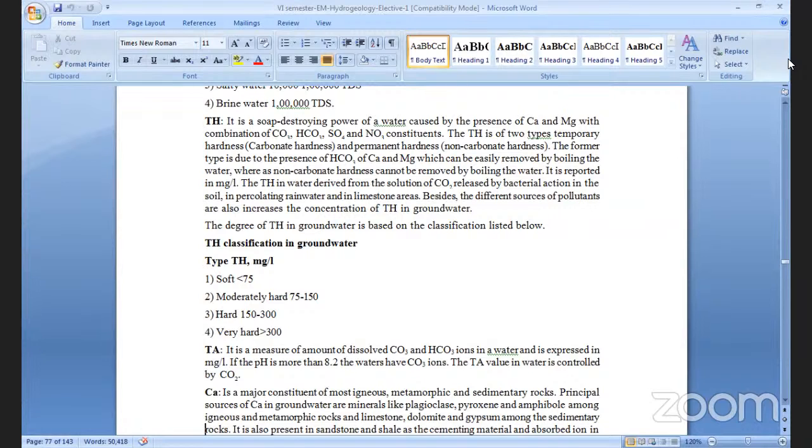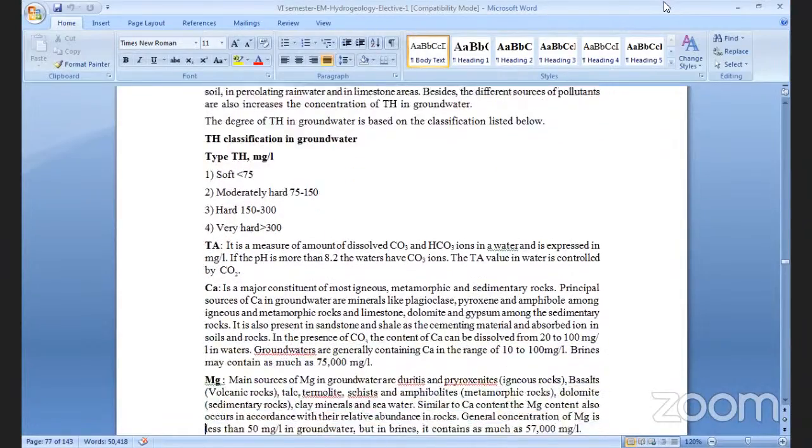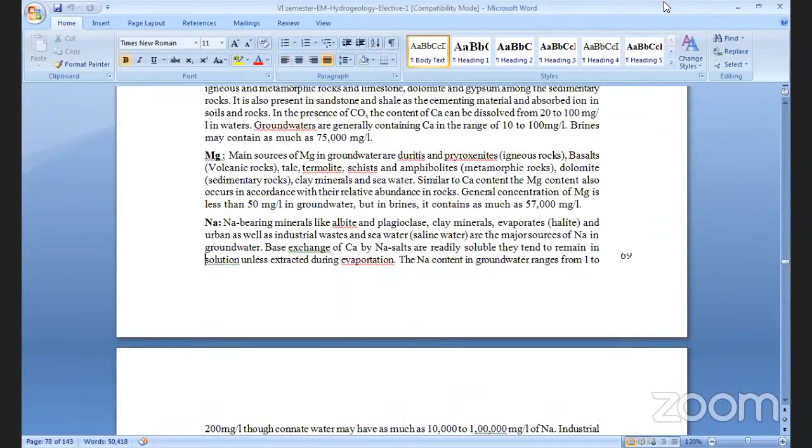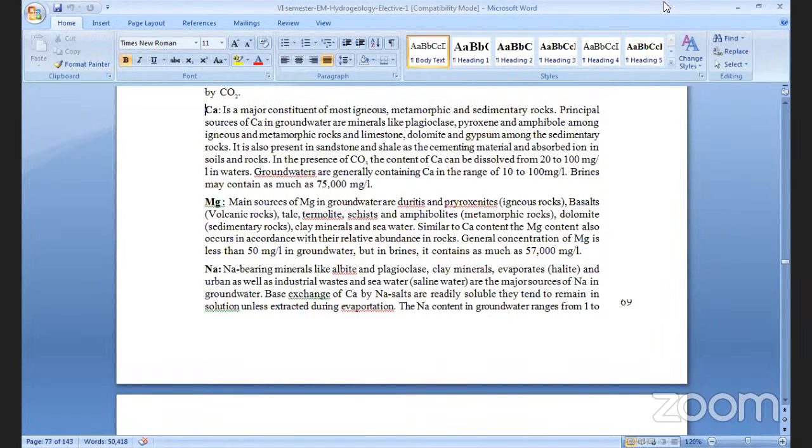When the pH is more than 8.2, water has carbonate ions, and the pH value is controlled by CO2. It consists of different types of major ions, like calcium. Calcium is present in maximum amounts in all rocks, mostly igneous, and also in sedimentary formations.